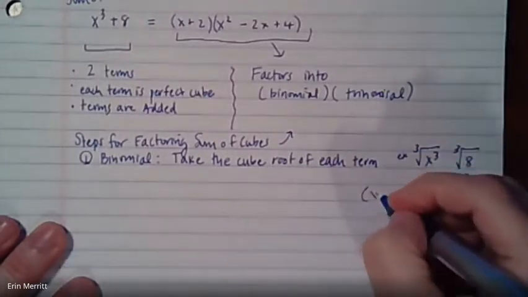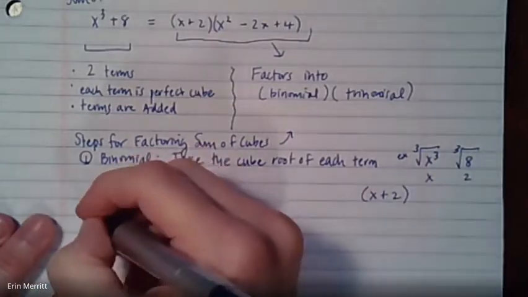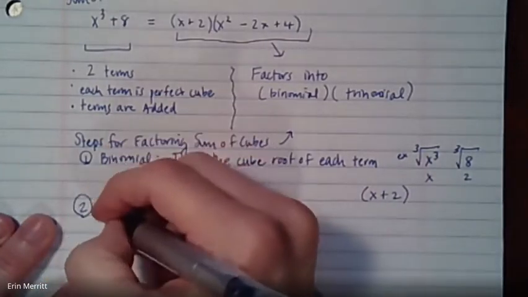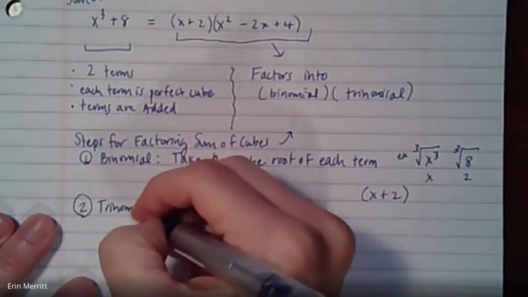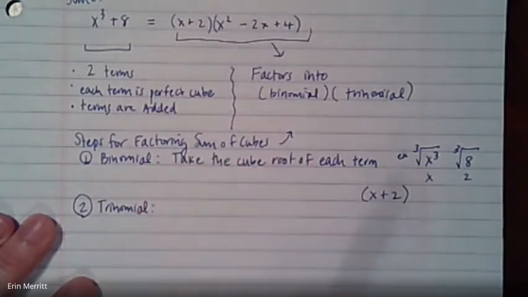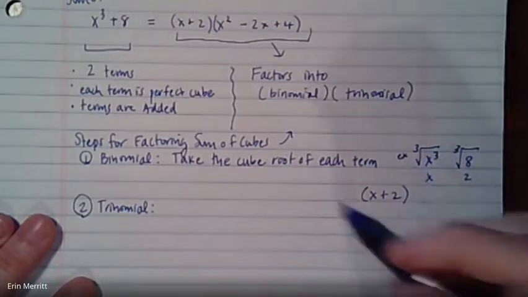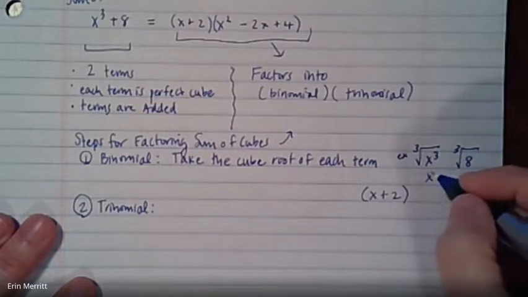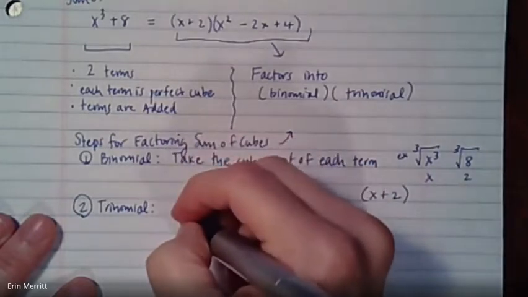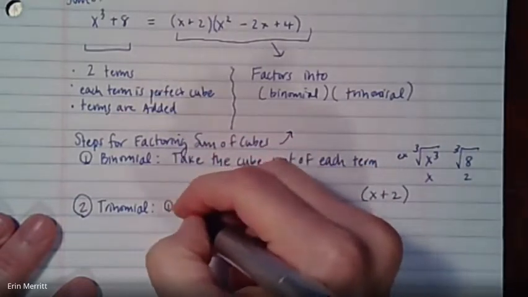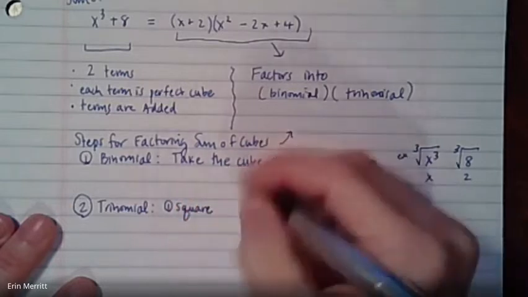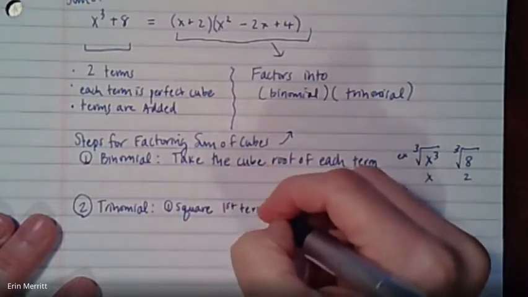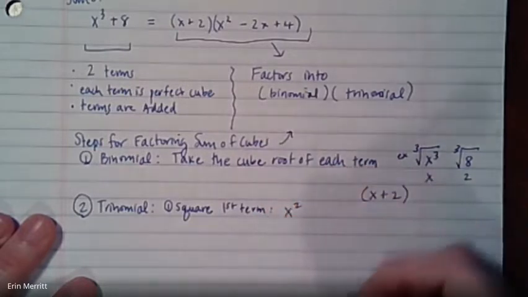That goes into the binomial then, the x plus 2 piece of it. For the second part, the trinomial, you end up with 3 terms there. You have the x squared, you have the minus 2x, and you have the plus 4. To get the x squared piece, or the first term, you're going to square the x here. So the first thing is you square whatever the first term was. So that produced the x squared.